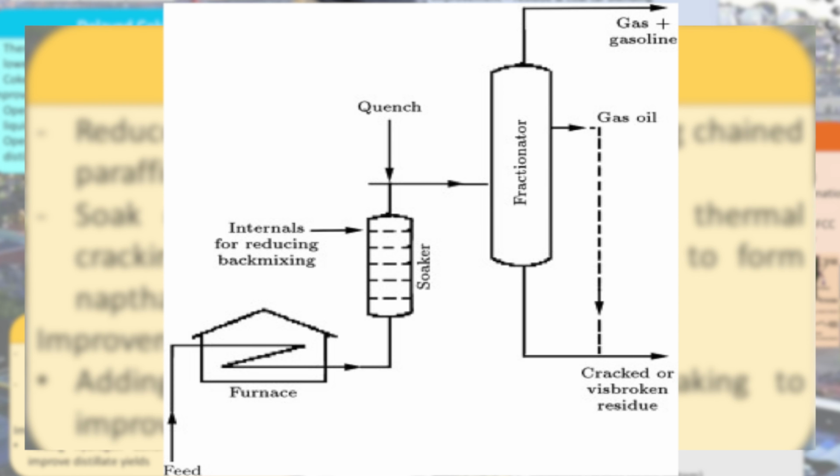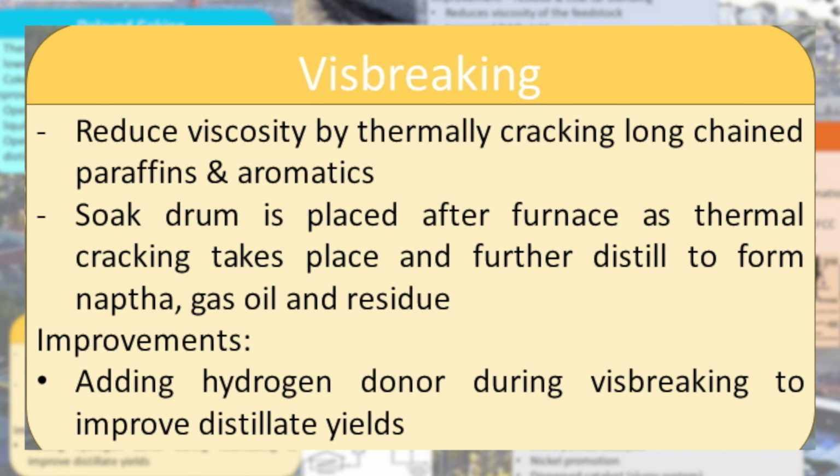Soaker drum effluent is then quenched before entering the fractionator. The vapors are then fractionated into gas, naphtha, gas oil, and visbreaker residue. So the last one is adding hydrogen donors in the visbreaking process, which can be an alternative to improve distillate yields when upgrading heavy crude oil residues.